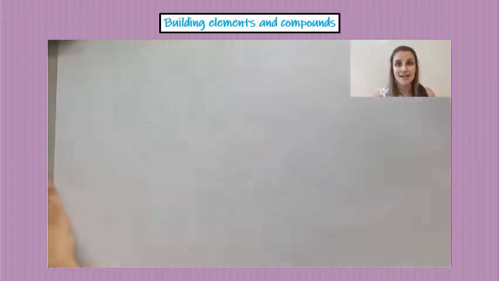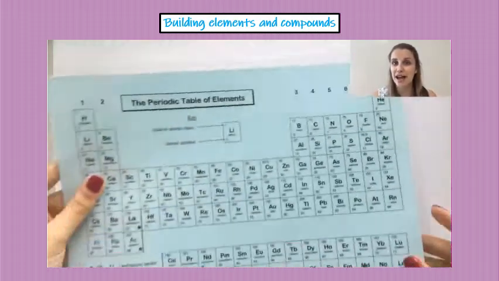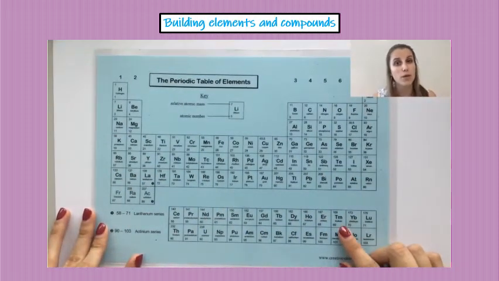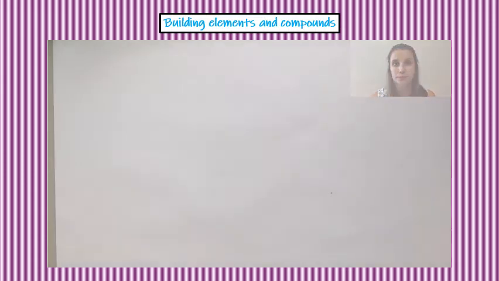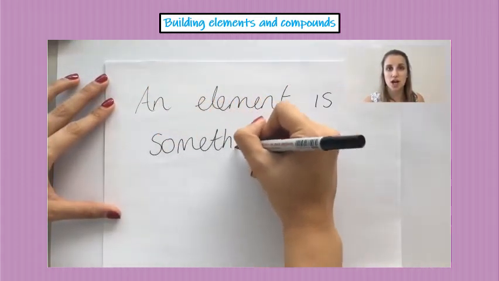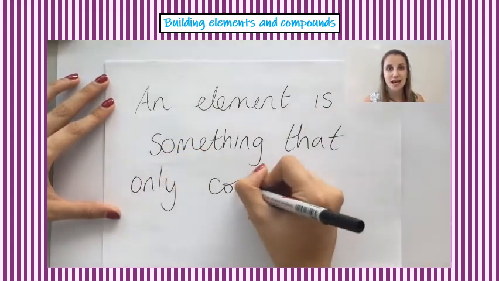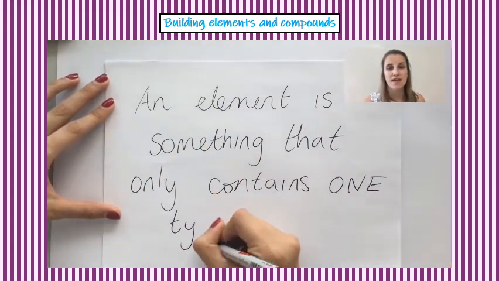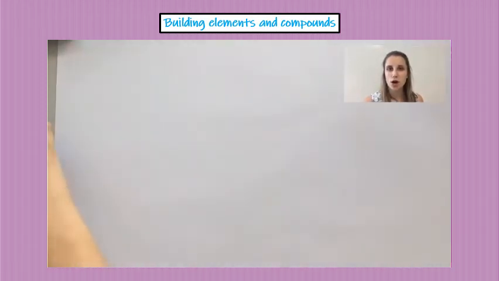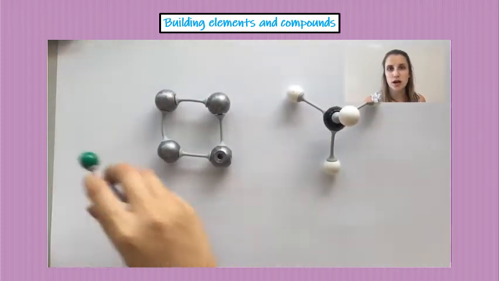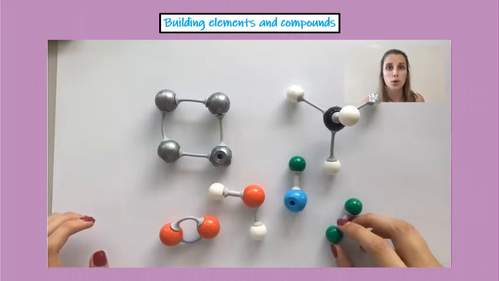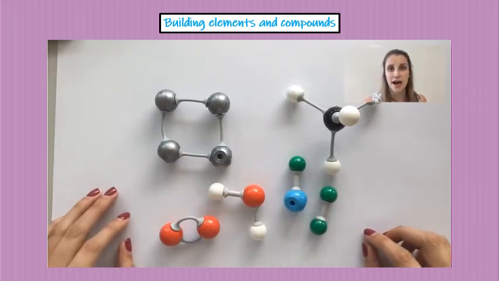Now surprisingly, there are only actually 118 elements that have been discovered so far, and you'll find all of them on your periodic table. An element is defined as something that is only made out of one type of atom. So if it contains any more than one type of atom, then it cannot be classified as an element anymore. Check out these examples. Which ones do you think are elements and which ones do you think are not elements? Pause the video here, see if you can work it out.